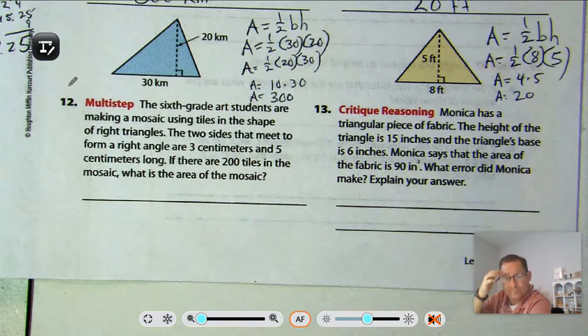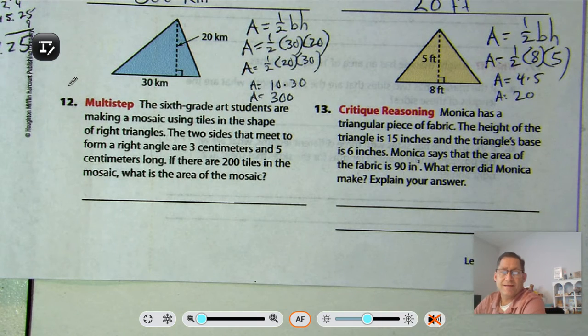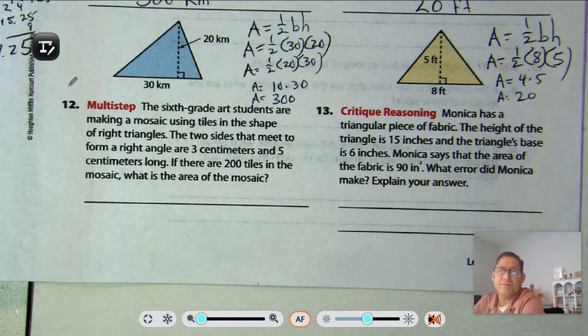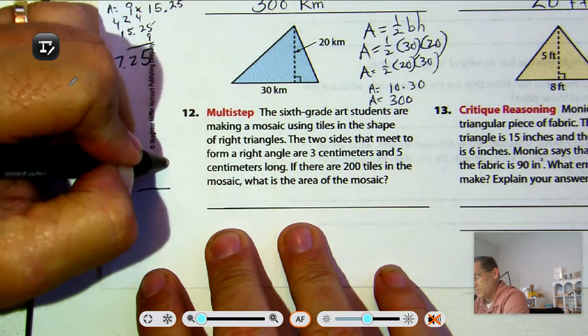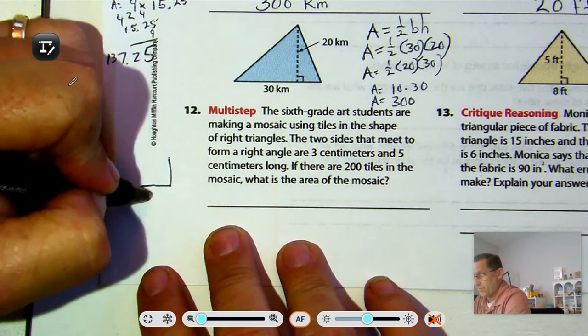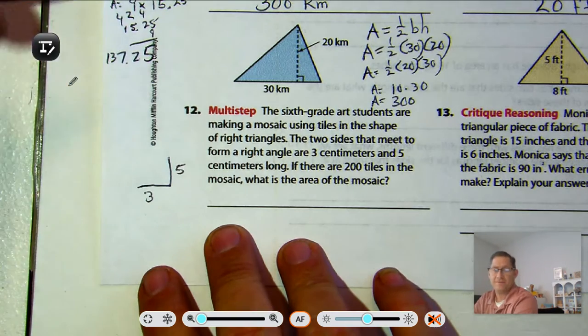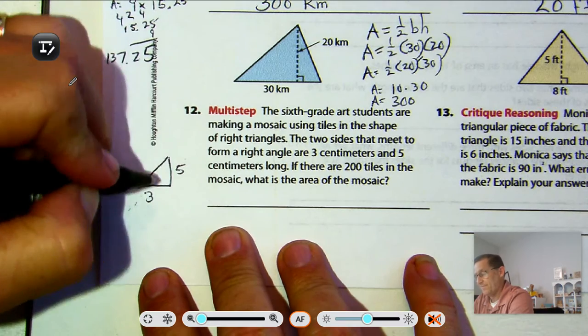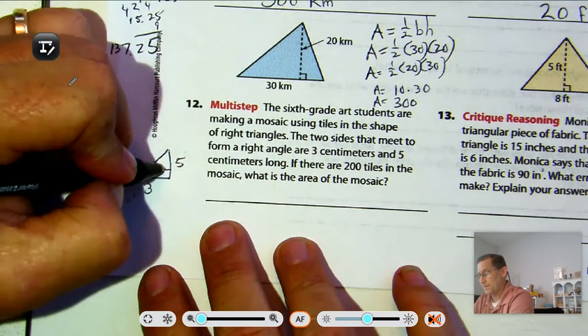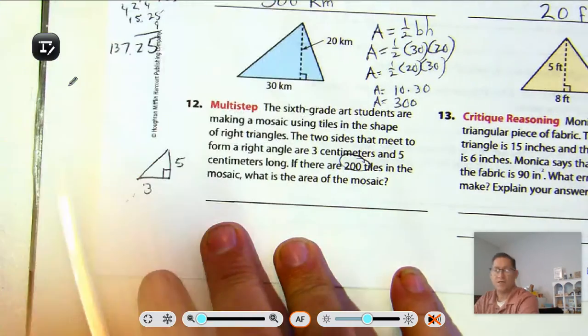Number 12. This is a multi-step problem. And it says the 6th grade art students are making a mosaic using tiles in the shape of right triangles. The two sides that meet to form a right angle are 3 centimeters and 5 centimeters long. So the sides that meet to form the right angle are 3 and 5. It really doesn't matter which one you put 5 and which one's the 3, just that they form a right angle. And that there's going to be 200 of those.